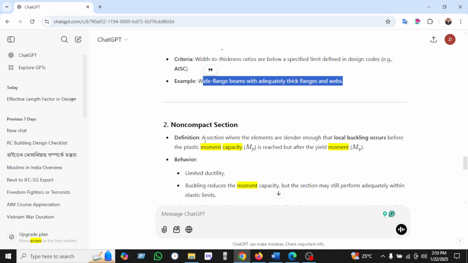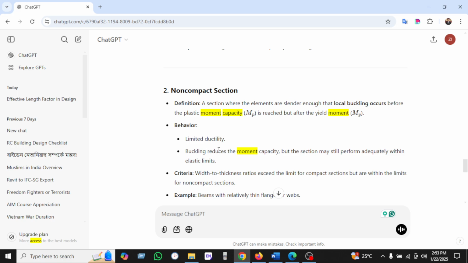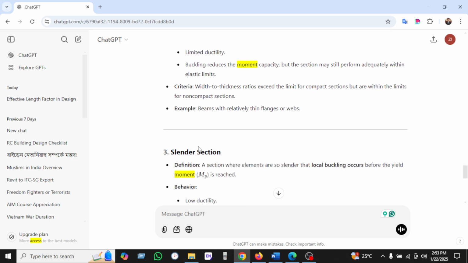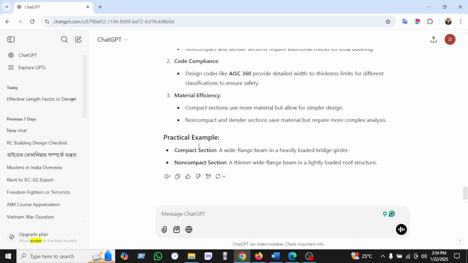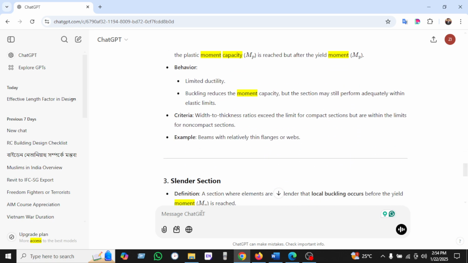A non-compact section is a section where the elements are slender enough that local buckling occurs before plastic capacity. It reaches yielding moment but not the plastic moment. So the behavior has limited ductility, and buckling reduces the moment capacity. So we have seen here some examples of compact and non-compact sections.